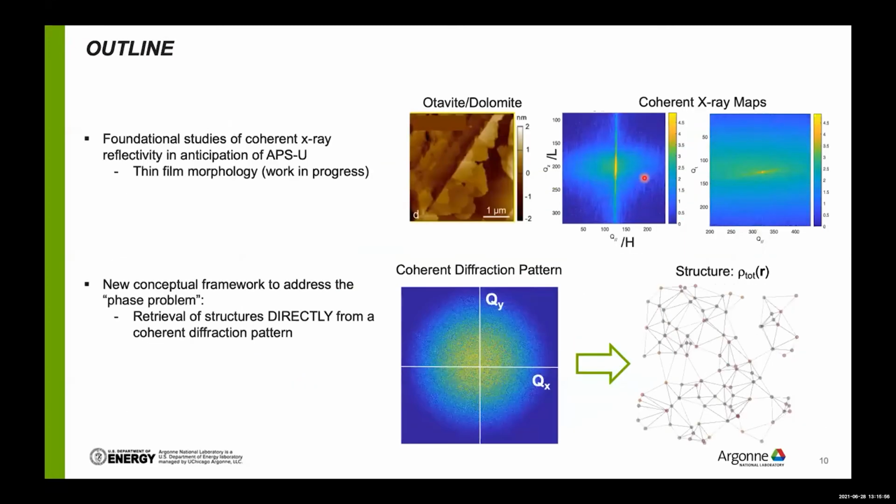But eventually, to perform these operando studies on dynamic crystals, we will need to improve the algorithms and the experimental approaches. So in the next few slides, I'm going to show 2 examples of how we are implementing this strategy in our research. The first example is about thin film morphology studies using coherent X-rays in anticipation of the new capabilities at APSU. And the second example is about some advances in the conceptual framework, which enable us to retrieve structures directly from a coherent diffraction pattern.